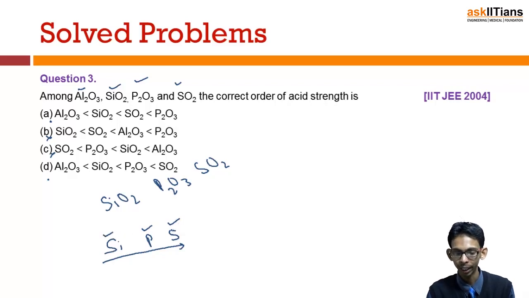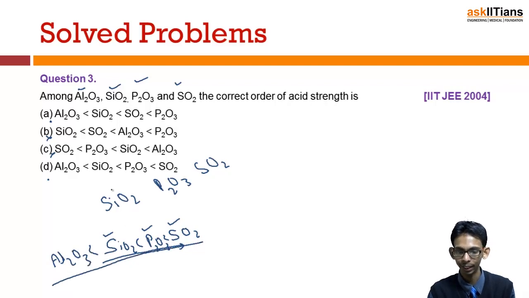So the oxide of sulfur would be most acidic, followed by the oxide of phosphorus, followed by the oxide of silicon. So it would be like this: SO2 most acidic, followed by P2O3, followed by SiO2 and followed by Al2O3. So this is the order for acidity of these oxides. That means the correct option is D here.